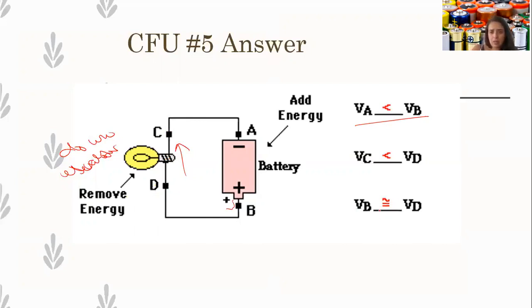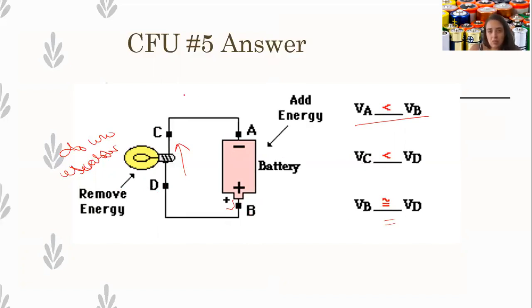And then for BD, it's approximately equal. That's what that squiggle on the top is. So you could have just written equal, because once the energy leaves the battery here, there's nothing that's changing the energy between point B and D. It has to go through something else besides the wire in order for energy to change. So between point B and D will be the same.